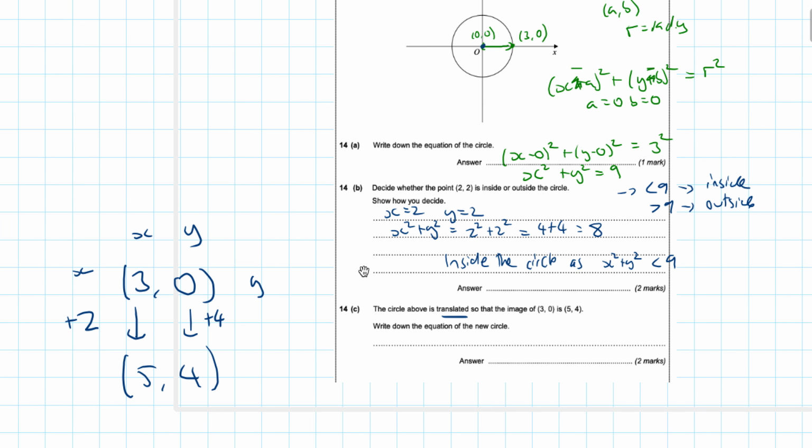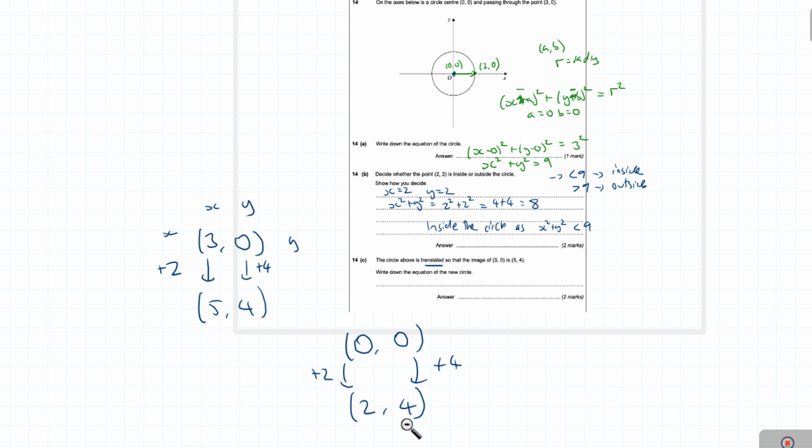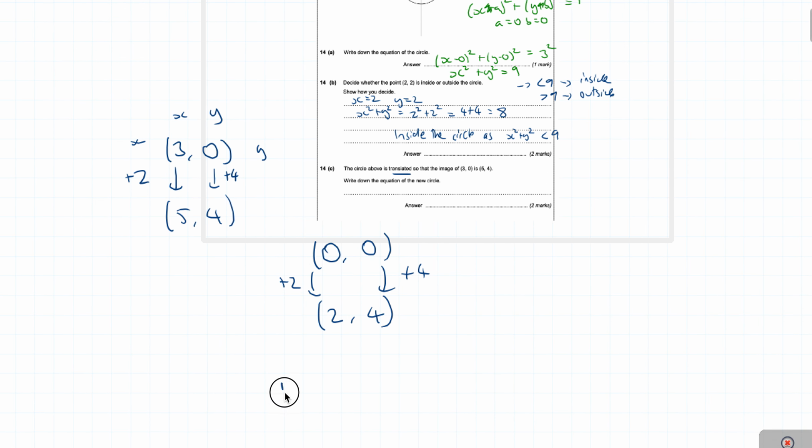We add this to the center of our circle. So if we've got 0, 0, we're going to add 2 in x for it to become 2, and we're going to add 4 in y for it to become 4, so the center is 2, 4. Our radius will still stay the same. It's been translated, so it's been moved, but the dimensions of the circle will still stay the same, so r will remain as 3. From here, we've now got a new center of the circle, so a is equal to 2 and b is equal to 4.